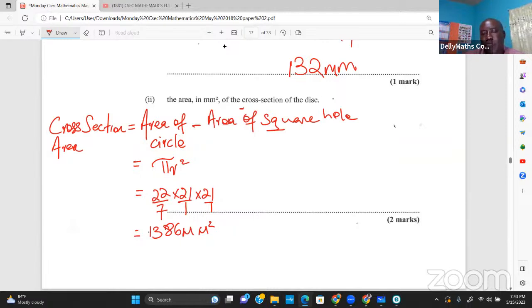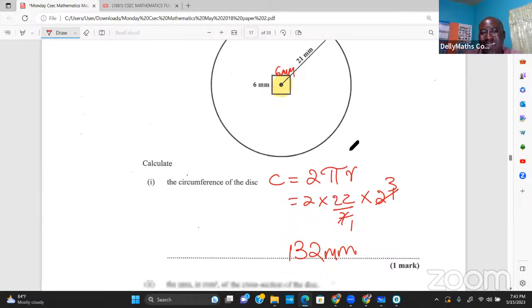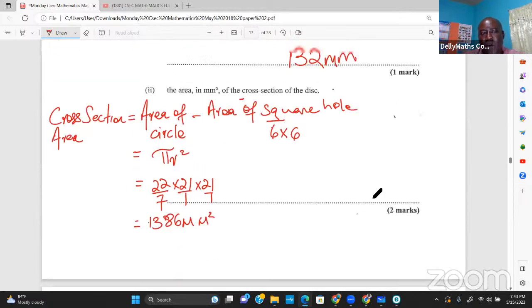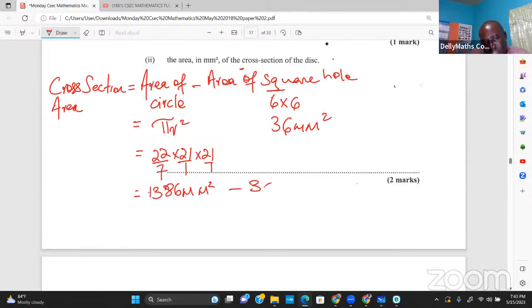Area of the square. One side is 6, so it's going to be 6 times 6. If one side is 6, that means this is 6. So the area of the square is going to be 36. Very straightforward, very simple. So this is going to give us 36 mm squared. Now what we need to do is subtract them for the cross-section area. We're going to minus that 36, and I'm looking at 1,350.